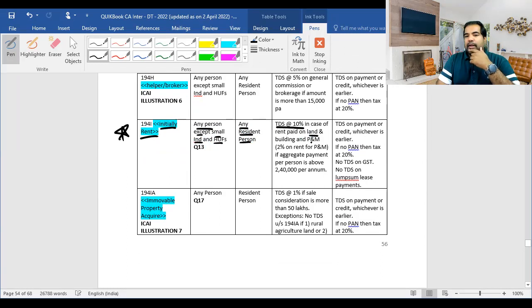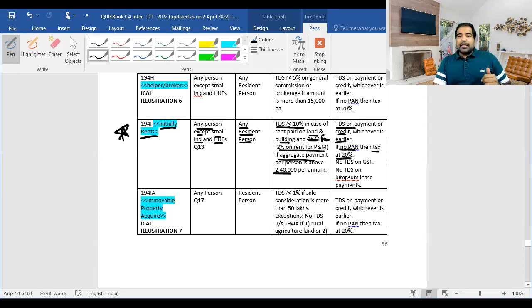In case of land and building and plant and machinery, it's 2% for plant and machinery if the aggregate payment per person is above 2,40,000 per person. This is furniture, guys, not plant and machinery. So for land and building and furniture, 10%. For plant and machinery, it is 2%. TDS on payment or credit, whichever is earlier. If no PAN, then tax at 20%.